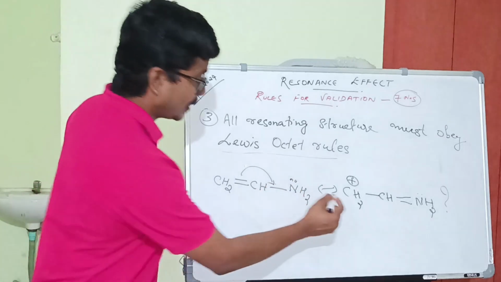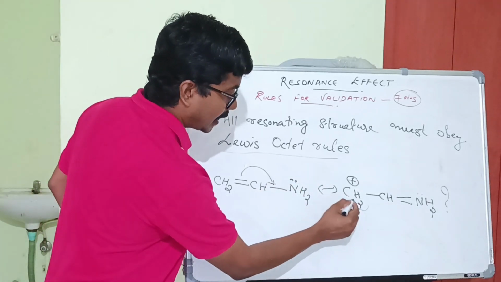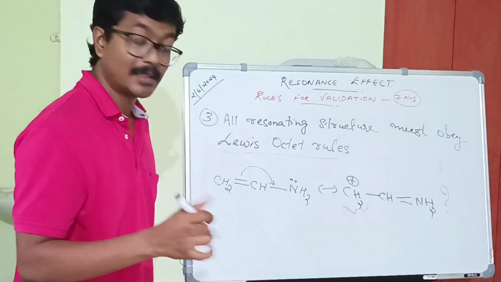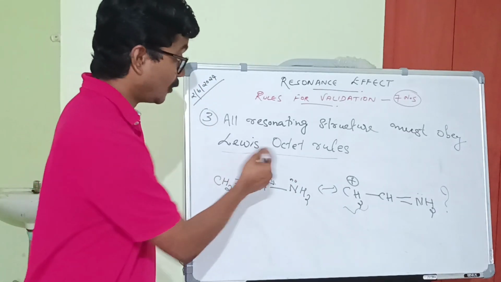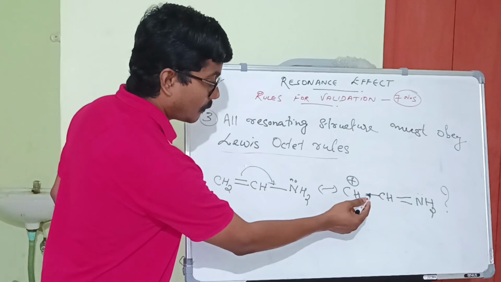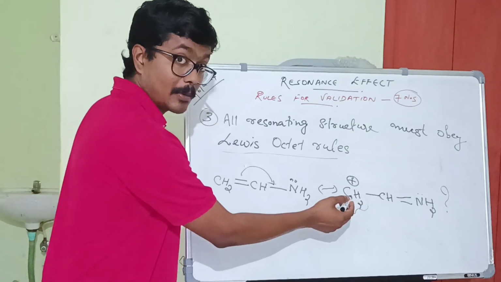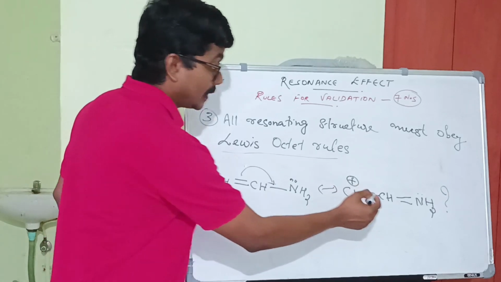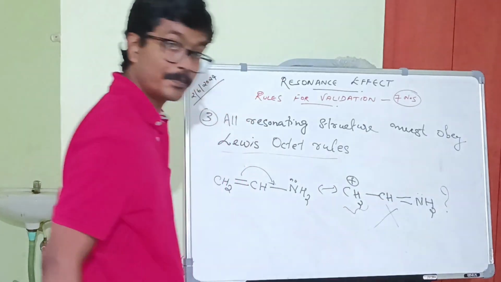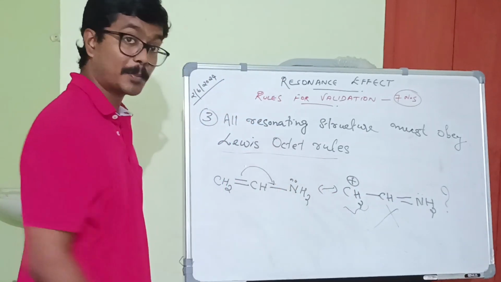No, because the octet of this carbon atom fails. The terminal carbon fails to obey the Lewis octet rule. See that there are not 8 electrons in the valence shell of the carbon atom. So this case is not possible.